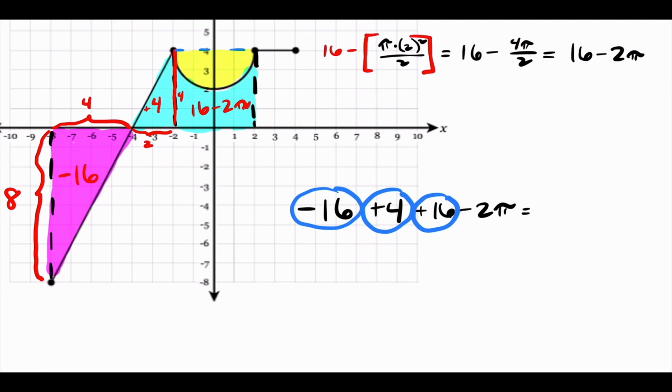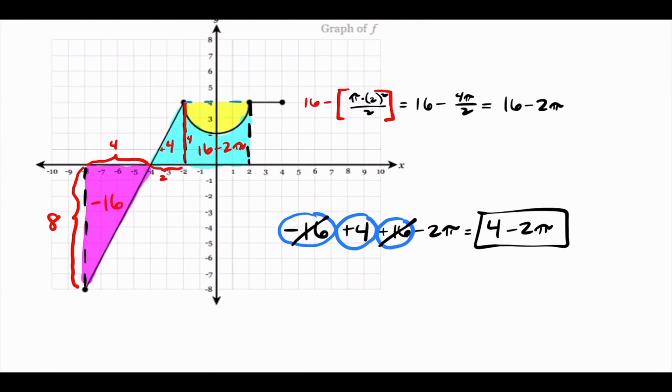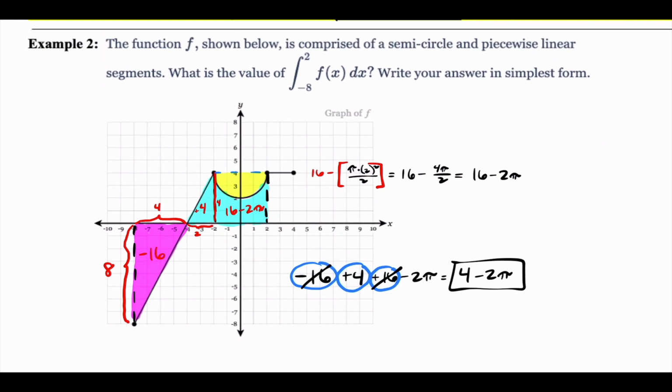Negative 16 plus 16 is going to be 0. So all I'll have left is 4 minus 2 pi. They're not like terms, so you're done. The area of all area under the curve is 4 minus 2 pi. Okay.